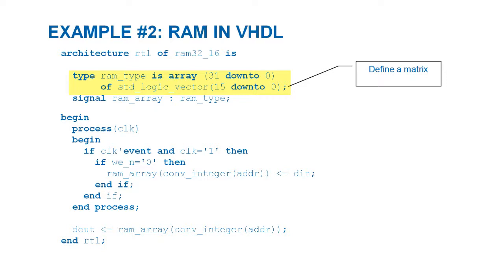It is possible at all times to read the data in the memory block. To do that, we convert the address again to an integer, and then we read the memory array location, which is our signal. So now the signal is no longer just a single memory location, but it's actually a memory block.